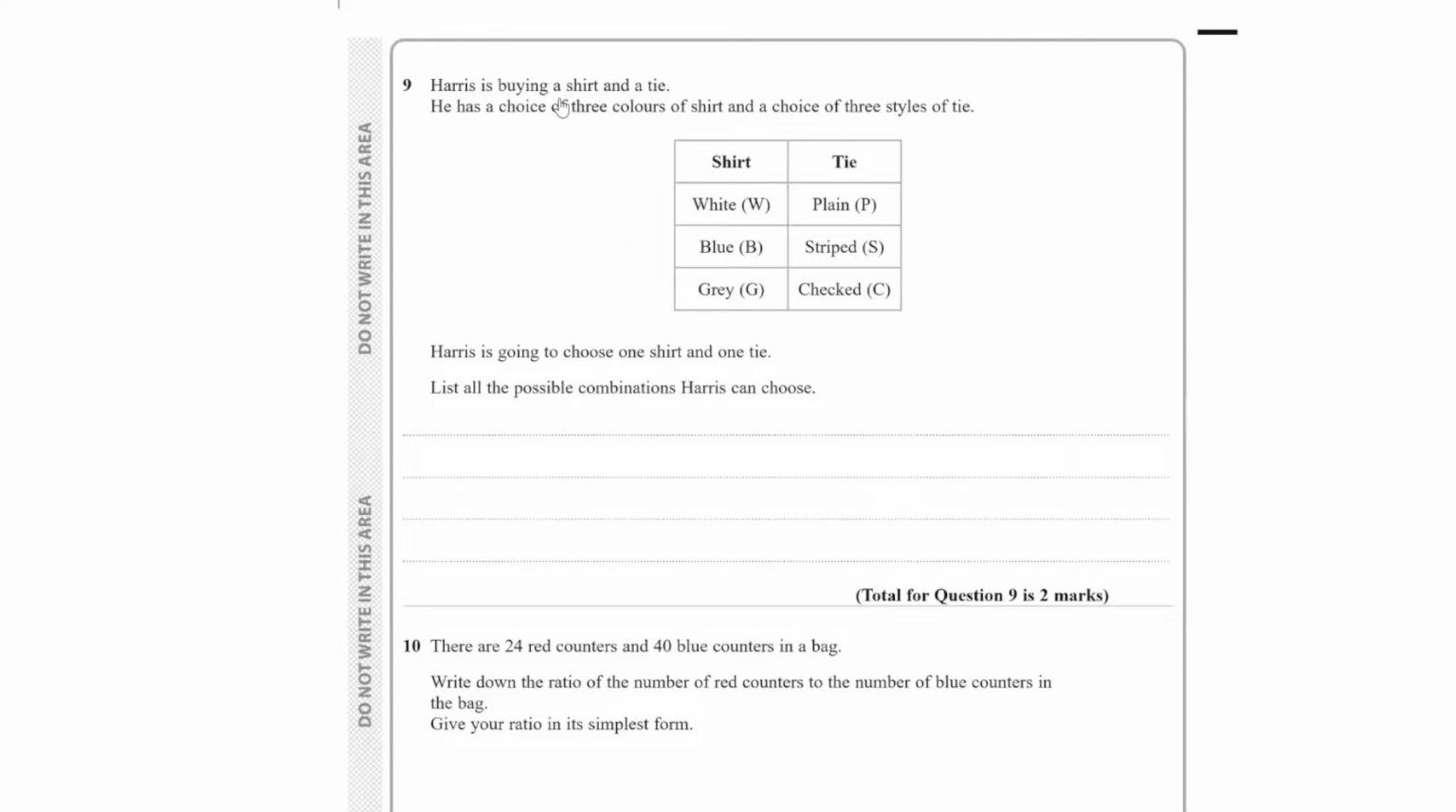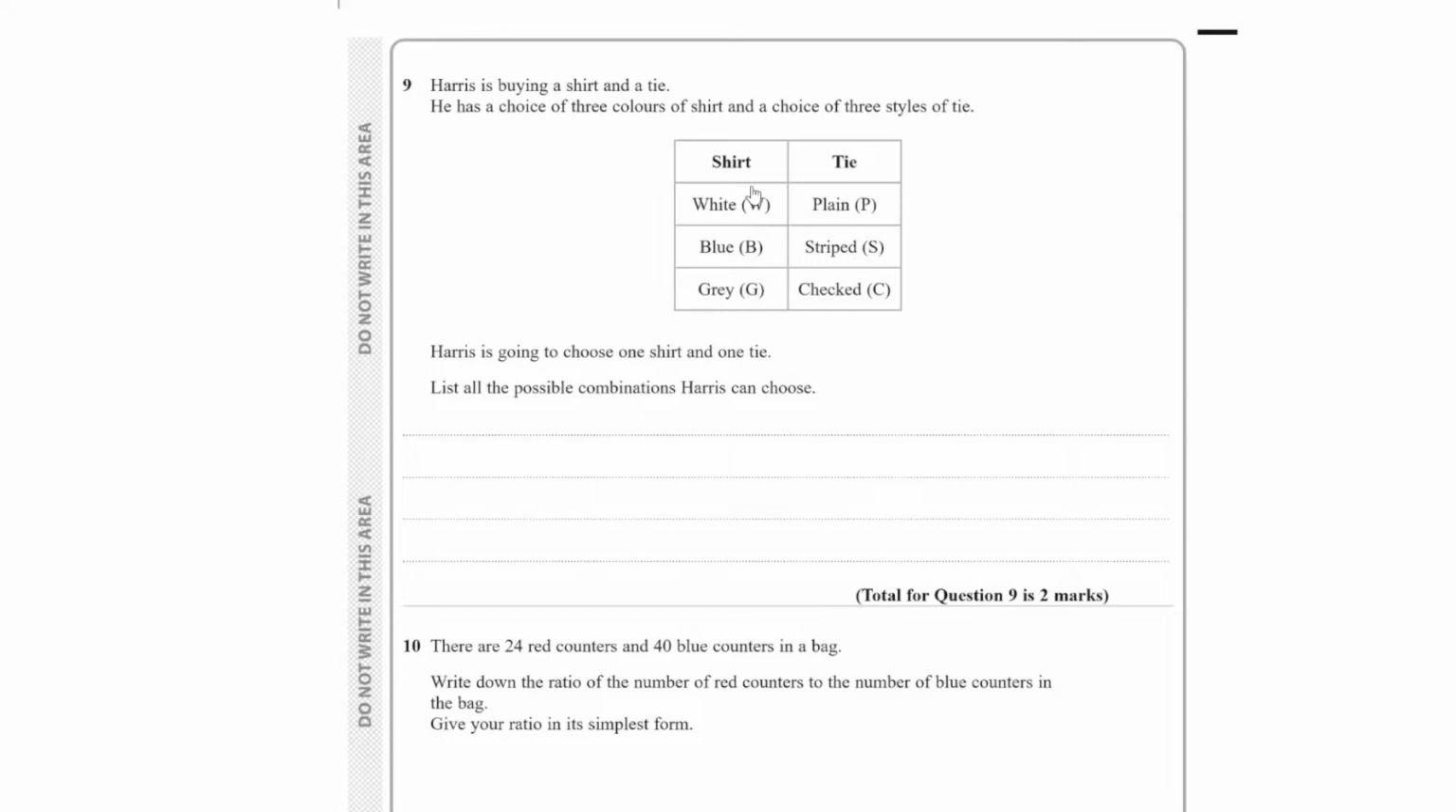Question 9. Harris is buying a shirt and a tie. He has a choice of 3 colours of shirt and a choice of 3 styles of tie. So the shirt can be white, blue or grey. The tie can be plain, striped or checked. Harris is going to choose 1 shirt and 1 tie. List all the possible combinations Harris can choose.